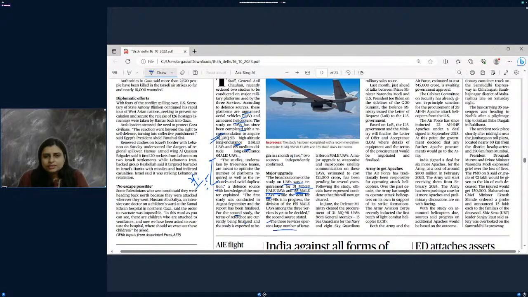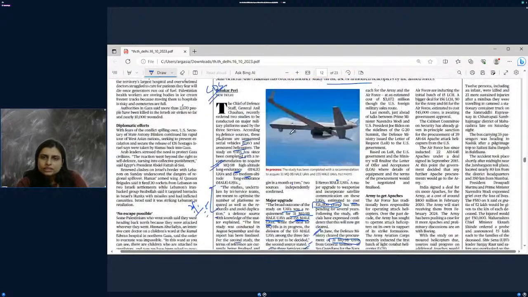The three services operate a large number of Israeli Heron MALE UAVs. A major upgrade to weaponize and incorporate satellite communication on these UAVs is estimated to cost rupees 21,000 crores. In June, the Defense Ministry cleared the procurement of 31 MQ-9B UAVs from General Atomics: 15 Sea Guardians for the Navy and 8 Sky Guardians each for the Army and Air Force. That means for Army, for Navy, and for Air Force. Now these are the three where the UAVs are planned to be given.